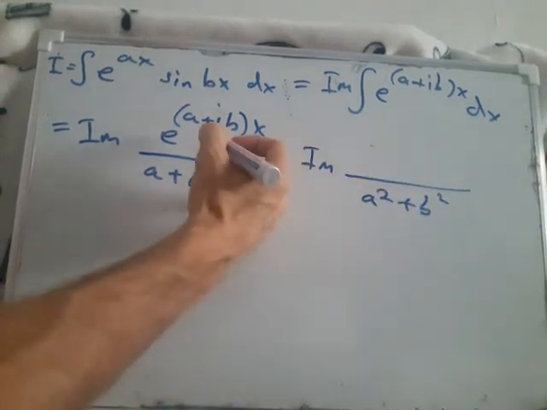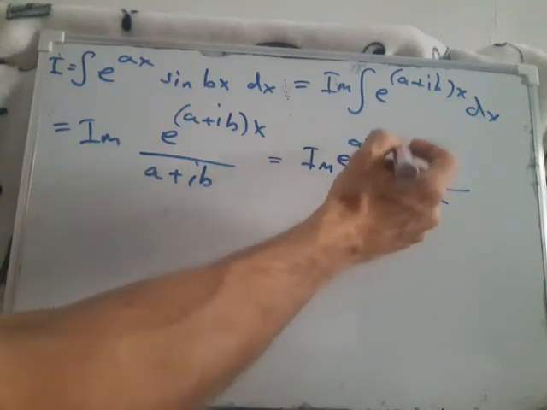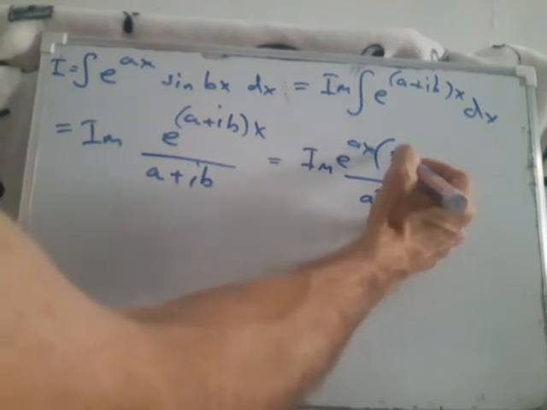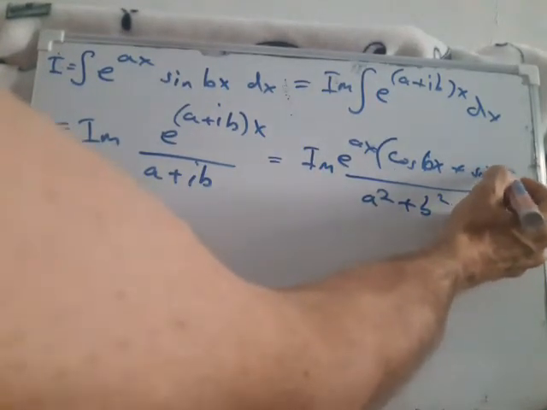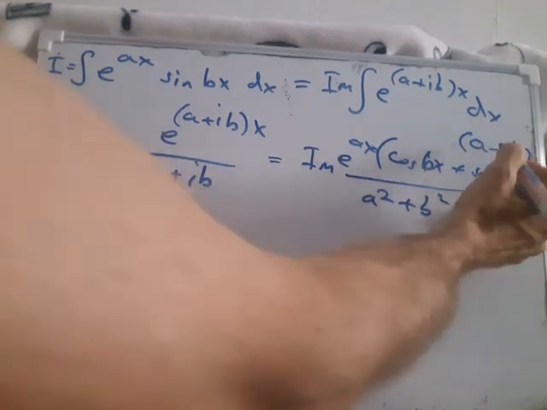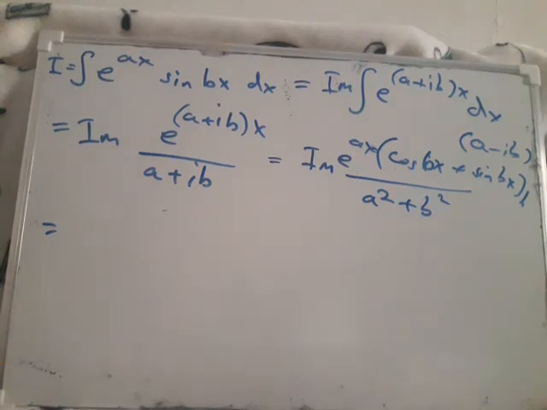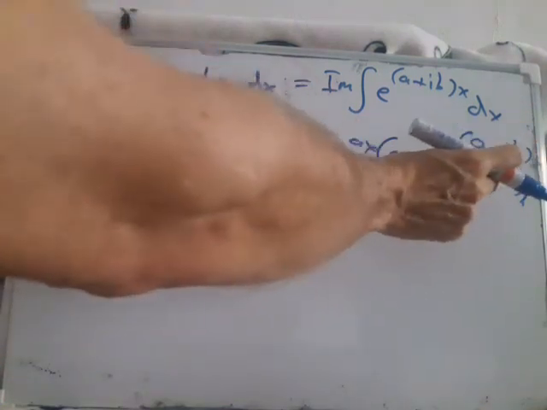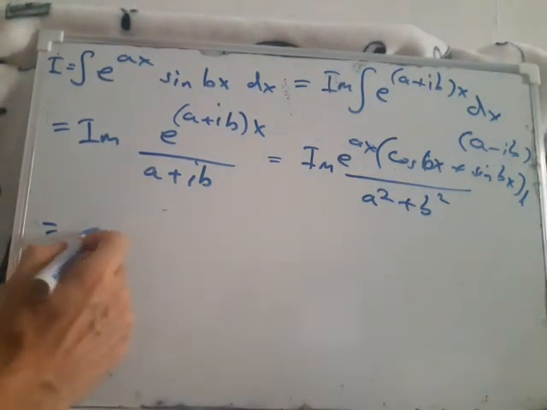On the top, I can take out the factor of e to the ax. That's real, I'm assuming. And that leaves me with cos bx plus I sine bx, times a minus ib. So then I can write the rest in one go, because I just pick out the result of this multiplication, which gives me the things with I in. So I end up with e to the ax.